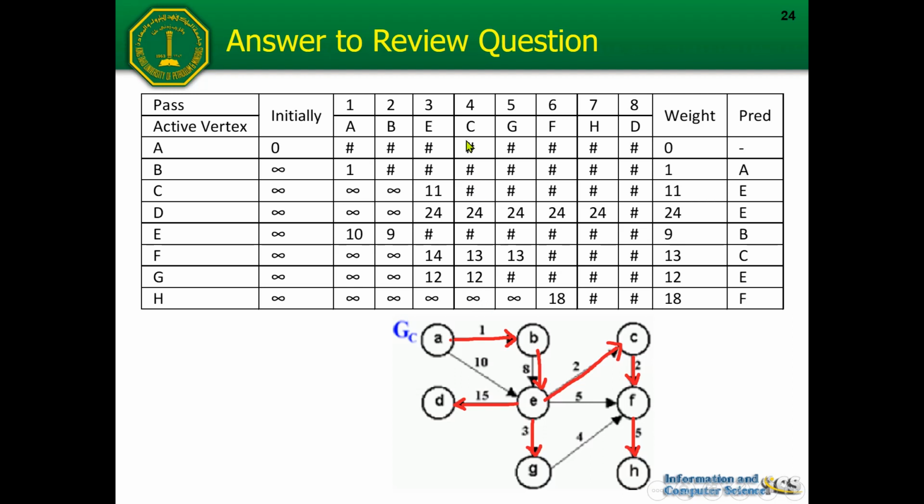Now we are in this column. We want to determine the next active vertex. To do that, just find again the minimum value in this column. That will be 12. 12 corresponds to G, so G is the next active vertex. So that means now we are in G.